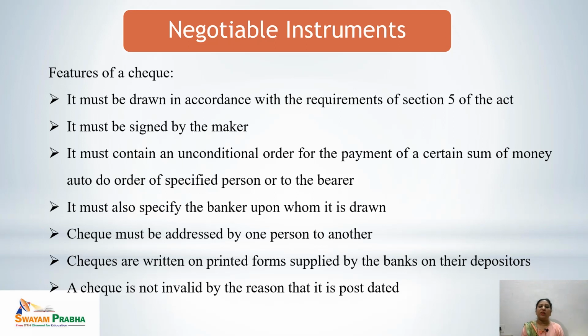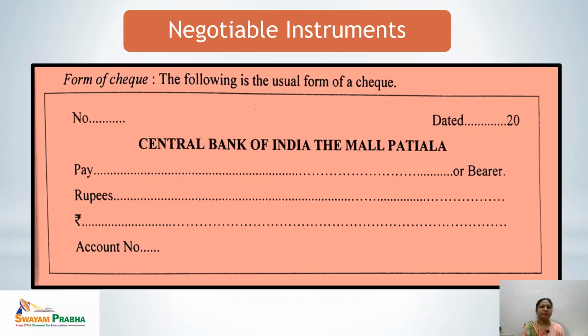A check is not invalid by reason of it being post dated. That means every check can be a post dated check. What is a post dated check? Let's say today is 1st January. So if I draw the check today for 10th January, that means it is post dated, the date is yet to come. This is a totally valid check.